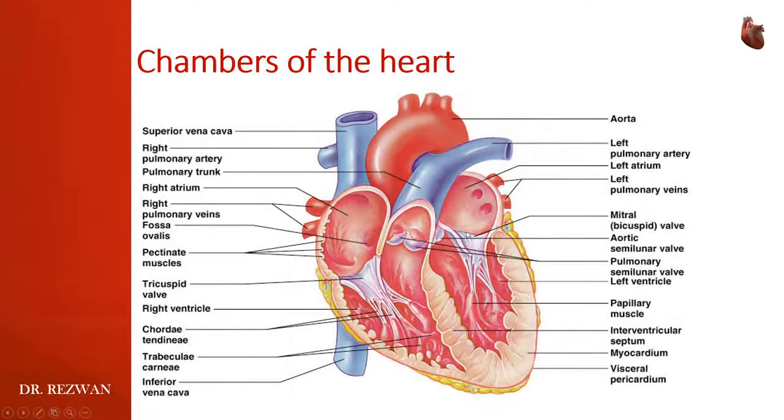This is some picture of the chambers of the heart, as we can see, where we can see the wall of the ventricles are a lot thicker than the wall of the atria. At the same time, the left ventricular wall is thicker than the right ventricular wall, because the left ventricle is pumping the blood to the whole body, that means to the systemic circulation. So due to the increased muscular power, the wall is thicker.